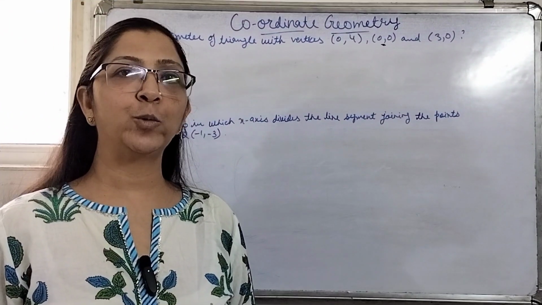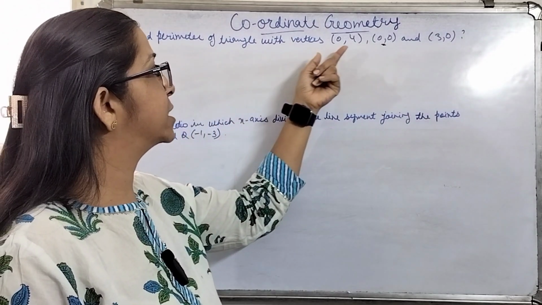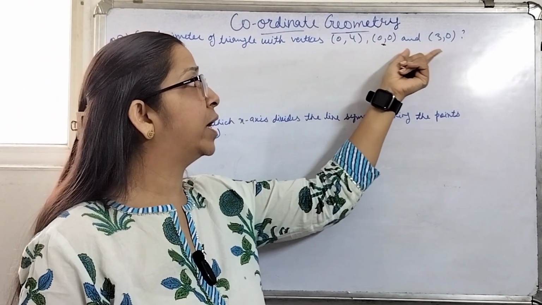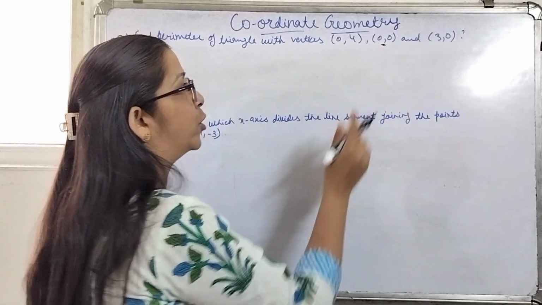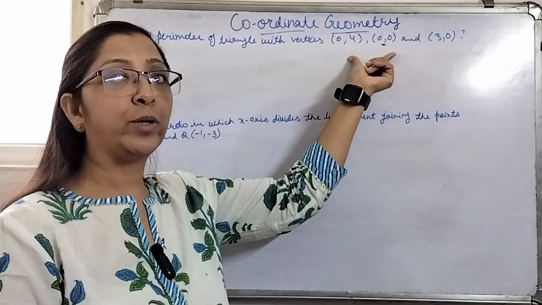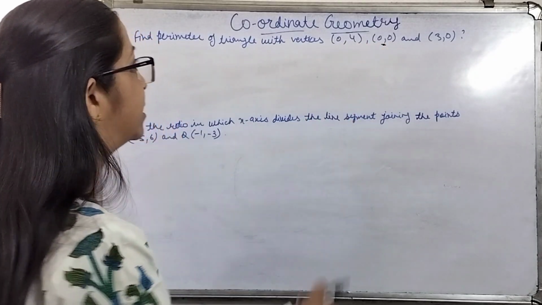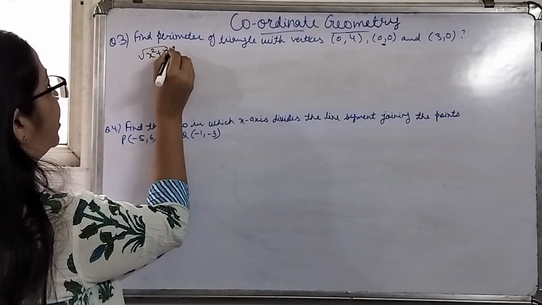Now let's see the third question. Find the perimeter of the triangle with vertices (0, 4), (0, 0) and (3, 0). So over here we can see that (0, 0) is the coordinates of the origin, and we know that the distance between any two points, if one of the points is the origin, will be root of x square plus y square.